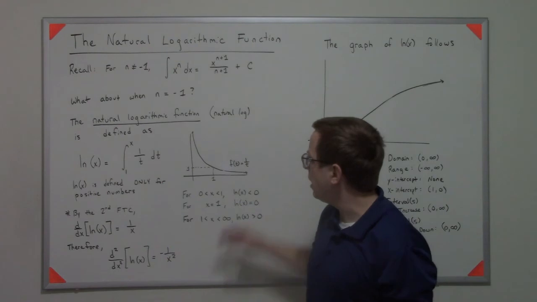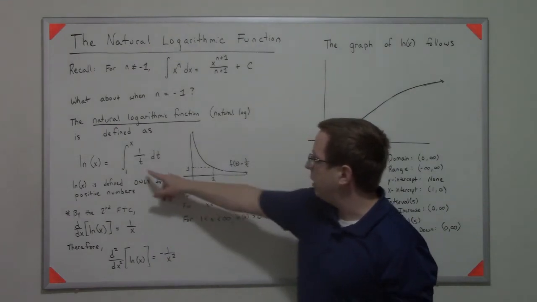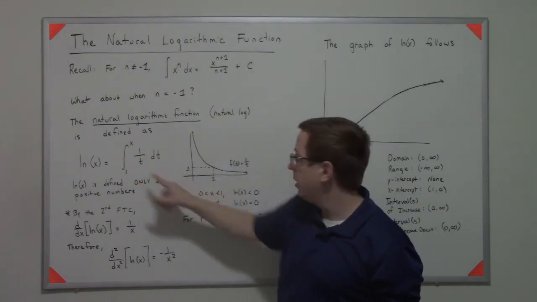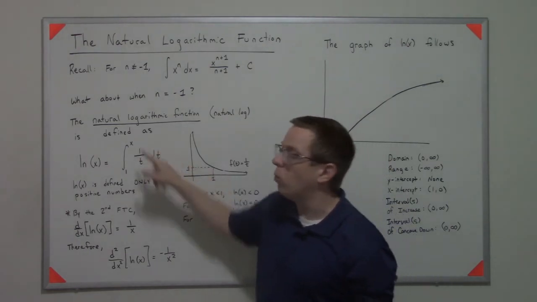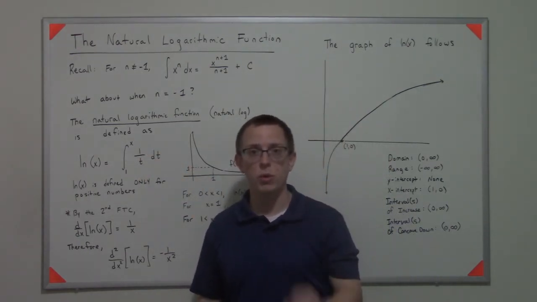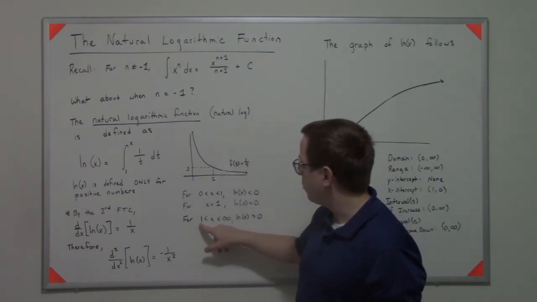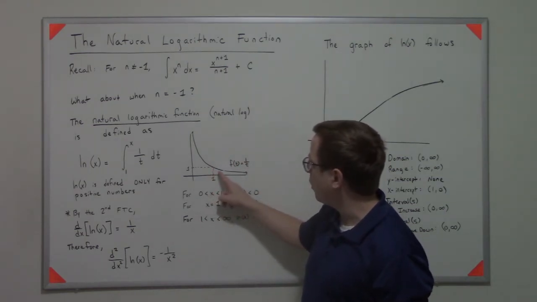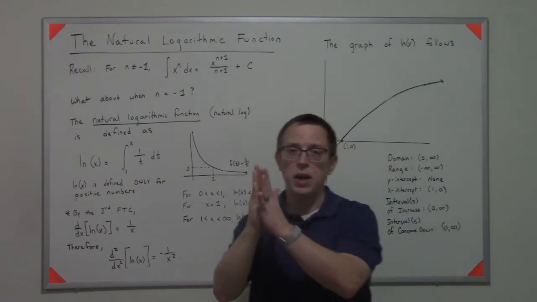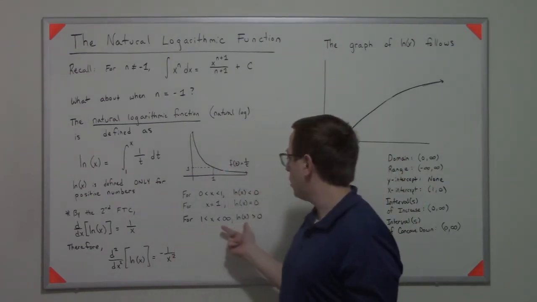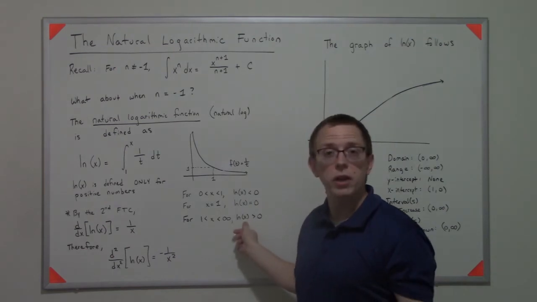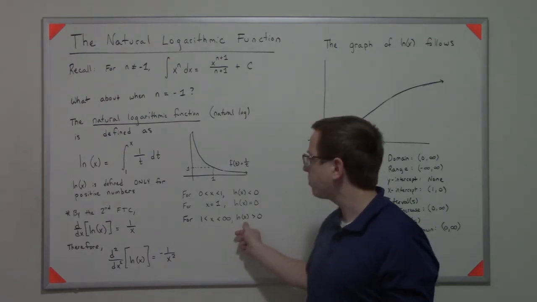So what that's going to tell me is that since this starts at 1, if I evaluate at 1, then that's from 1 to 1. We know that definite integral is always 0. But if it's from 1 to infinity, since the function is positive, that integral is a positive area. So as long as you evaluate numbers greater than 1, the natural log is positive.